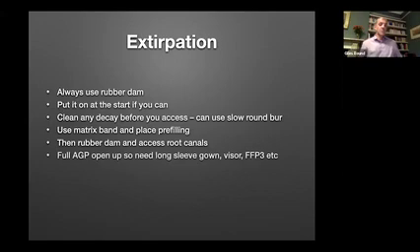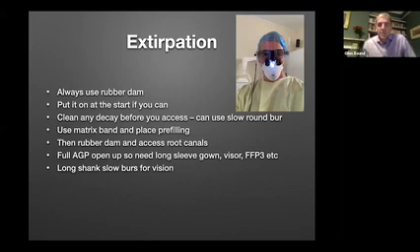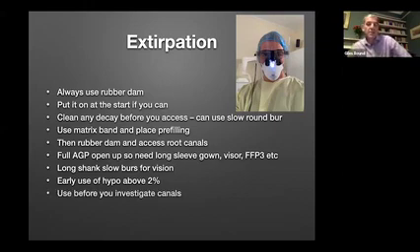And then we access the root canals. Obviously in this COVID world, we're doing an extirpation at this stage, so we're full AGP. You've got long sleeve gown, visor, FFP3, etc. And then we use long shank burs for access and use hypochlorite above 2% solution. That's something you would use before you go anywhere near the root canals, because you're cleaning out the site of where the bacteria are.